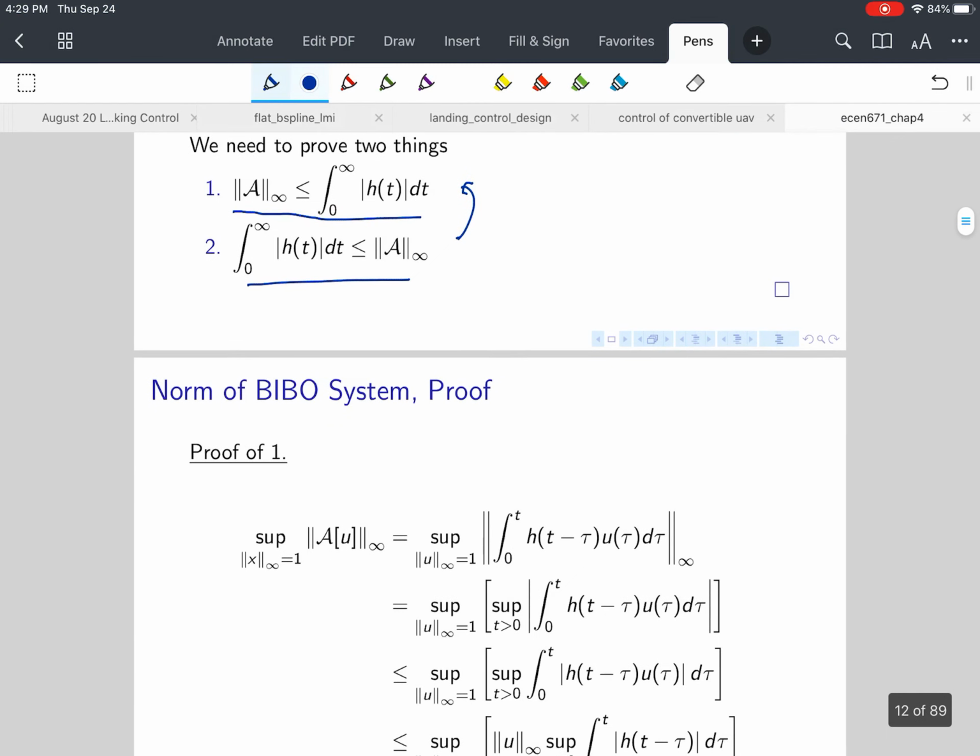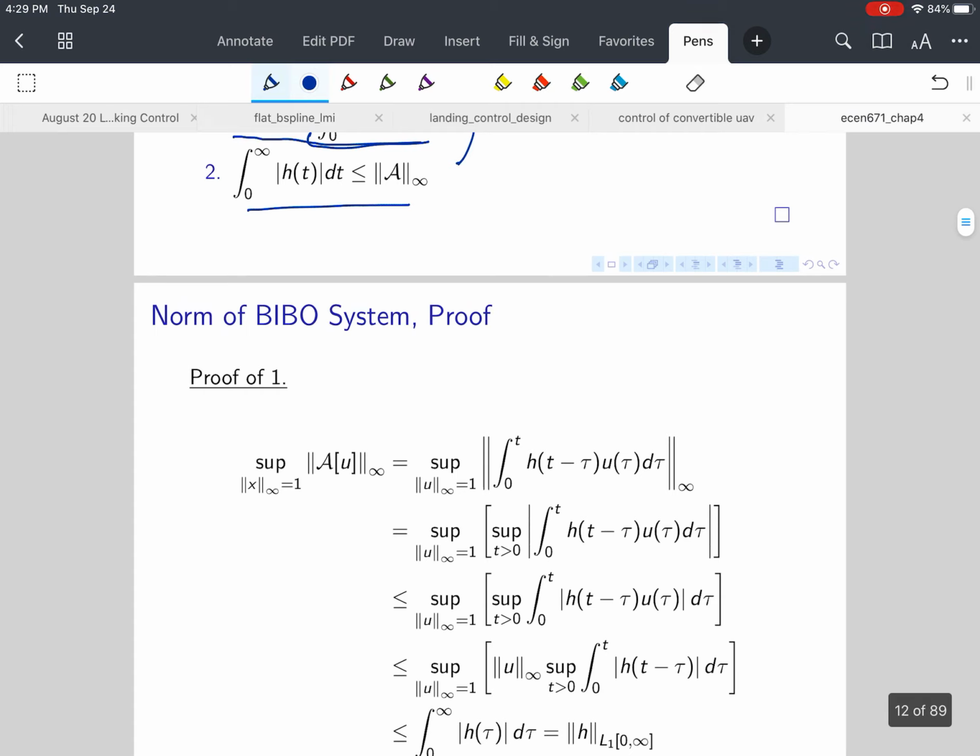Okay, so the first thing we want to do is show that the infinity norm of the operator is less than or equal to the integral of the absolute value of H. All right, so by definition, the norm of A is equal to the supremum of the norm of A operating on U, taking the supremum over all infinity norms of U equal to 1. And then what is A operating on U? It's the convolution integral.